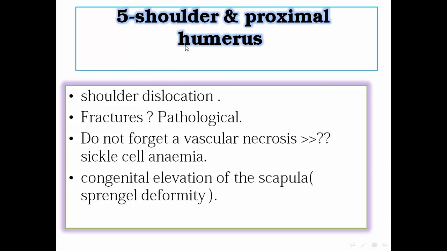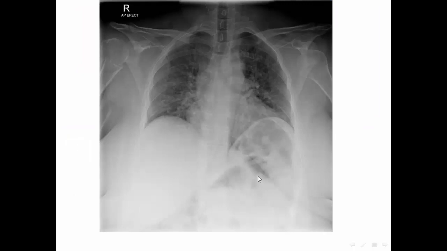Okay, after finishing the ribs, the anterior and the posterior ribs, please check the shoulders and the proximal humerus for any evidence of shoulder dislocation, fractures, and you should comment, okay, is the fracture a pathological fracture or not. Don't forget avascular necrosis of the humeral heads, and there's something quite tricky, which is the congenital elevation of the scapula. We call it Sprengel deformity.